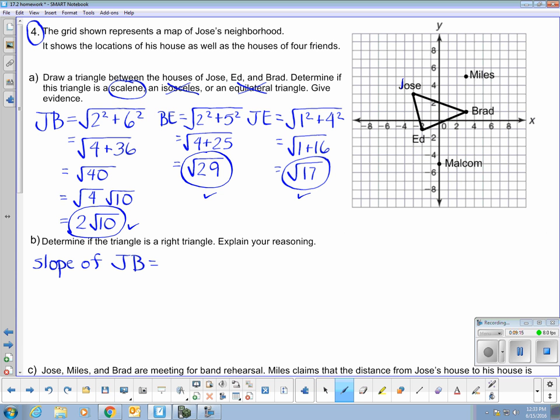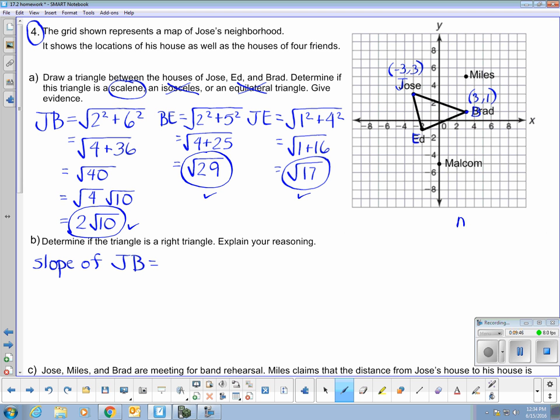And we'll go back to labeling J, E, and B. And we're going to find the slope of JB. So let's look at point J. Point J right here is (-3, 3), and point B over here is (3, 1). So I'm going to find the slope between those two points.